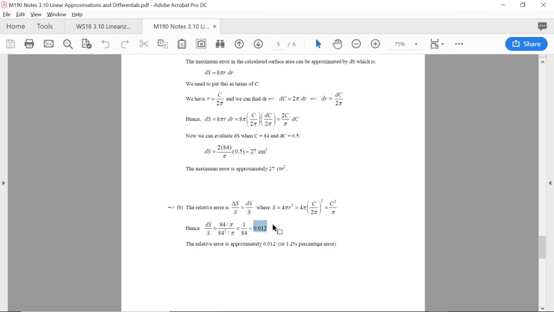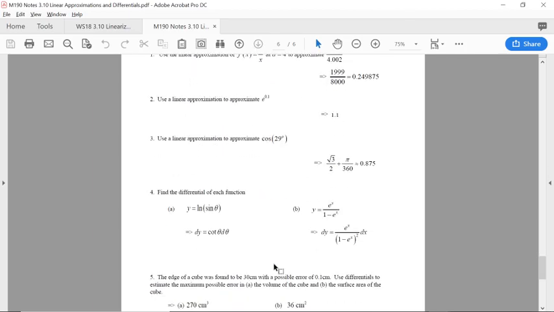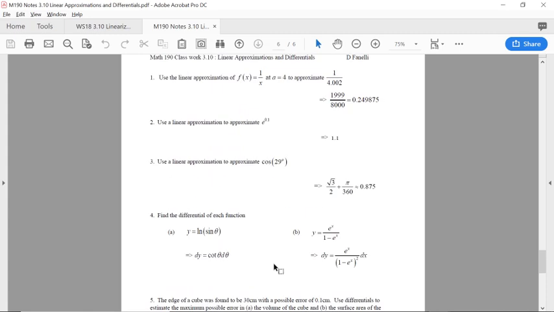It gives us an idea of how large this error is in the area, this maximum possible error. How large is that relative to the size of the actual shape? And overall, it's not that bad, right? If we turn this into a percentage, it is 1.2%. Okay, so there's an application for your differentials.